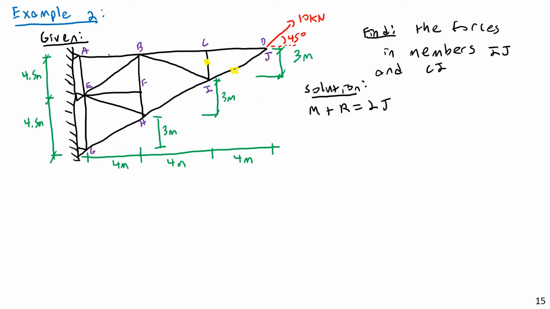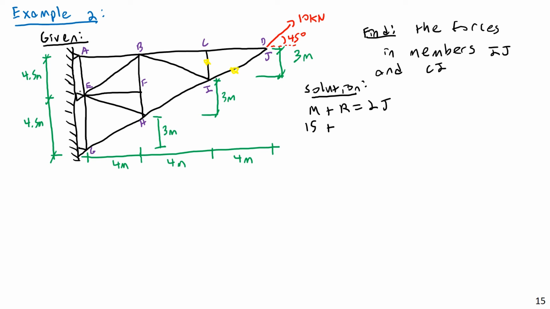M, let's count the number of members. I think I'll maybe count them by going around rather than counting the interiors. So 1, 2, 3, 4, 5, 6, 7, 8. So we have 8 around the exterior, and then the interior members will have 1, 2, 3, 4, 5, 6, 7. So 15 total.